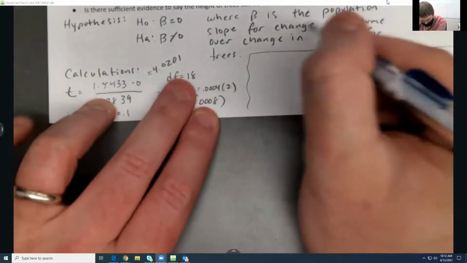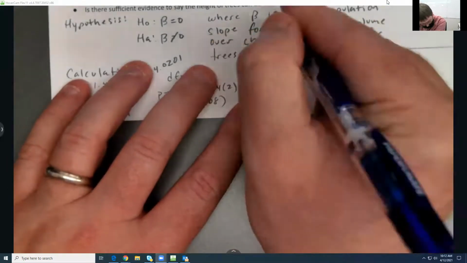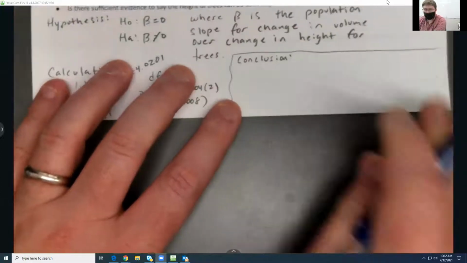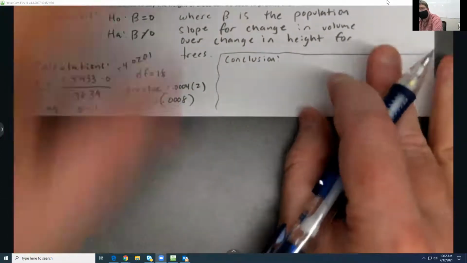Let's see if I can fit it all in here. For whatever reason, when Ms. Nichols makes this, she makes it very tight. All right, so there's my conclusion. Let me get my fancy paperweight set up so I don't have to hold it.